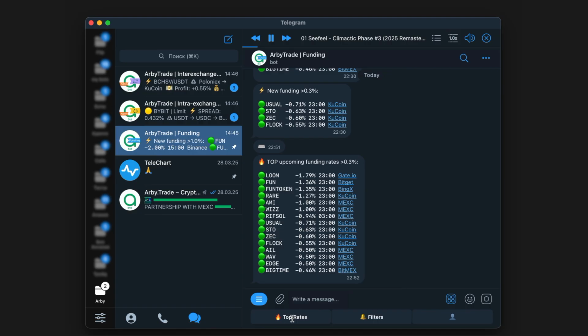We see that the highest rate is for the coin LOOM. Let's check the funding rates for this coin on other exchanges. To do this, just click on the coin's name to copy it, then paste it into the message field and send it to the bot.